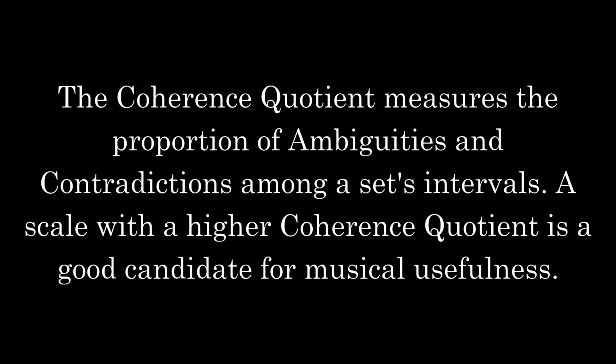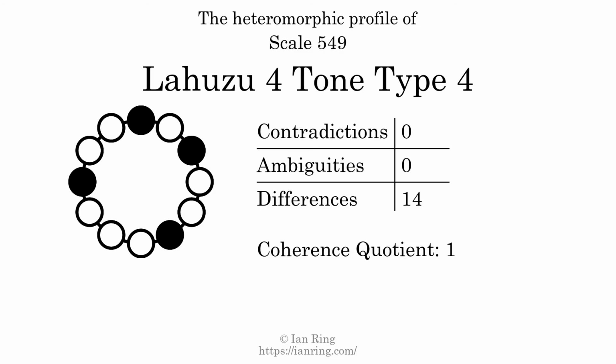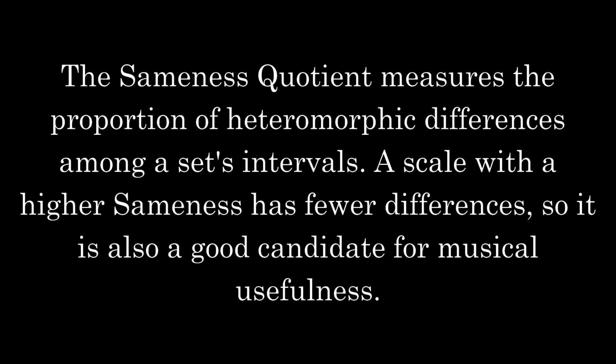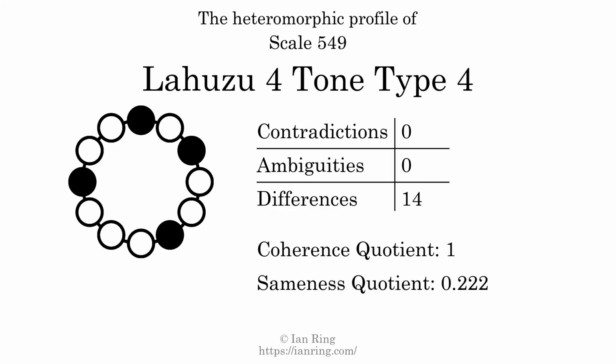The coherence quotient measures the proportion of ambiguities and contradictions among a set's intervals. A scale with a higher coherence quotient is a good candidate for musical usefulness. The coherence quotient is 1. The sameness quotient measures the proportion of heteromorphic differences among a set's intervals. A scale with a higher sameness has fewer differences, so it is also a good candidate for musical usefulness. The sameness quotient is 0.222.